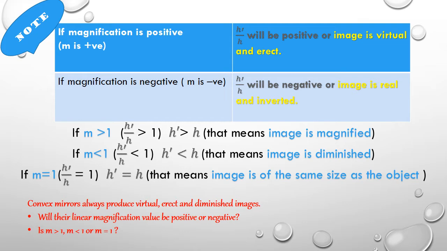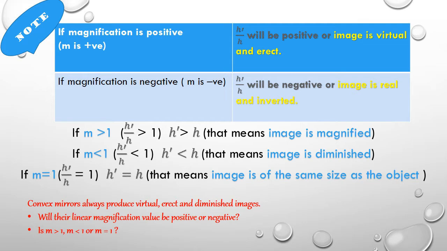Now, if m is greater than 1, h dash by h will be greater than 1, or h dash will be greater than h. That is, height of the image will be greater than the height of the object. That means the image is magnified. If m is less than 1, that means h dash by h is less than 1, or h dash is less than h. That is, height of the image is less than the height of the object, which means that image is diminished. If m is equal to 1, height of the image is equal to the height of the object, h dash is equal to h. That means image is of the same size as the object.